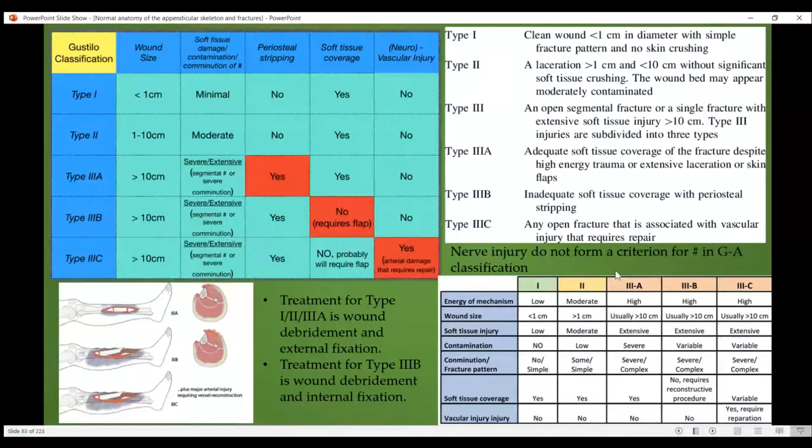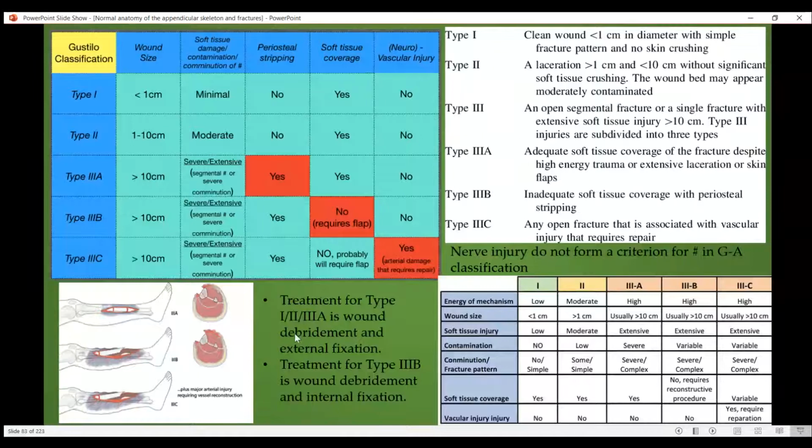You get it? They are not talking about the neural deficits or the neural compromise, but only the vascular compromise. So that is what you have to remember here, which is a logical thinking. And then you have to understand the treatment that may be required for type 1, 2, and 3A.